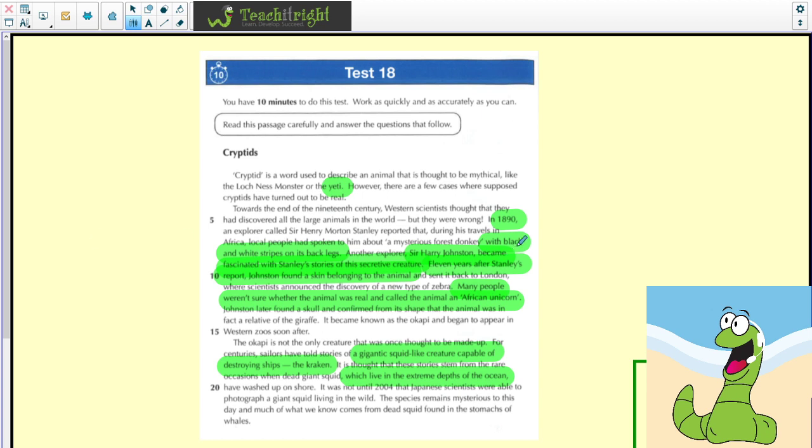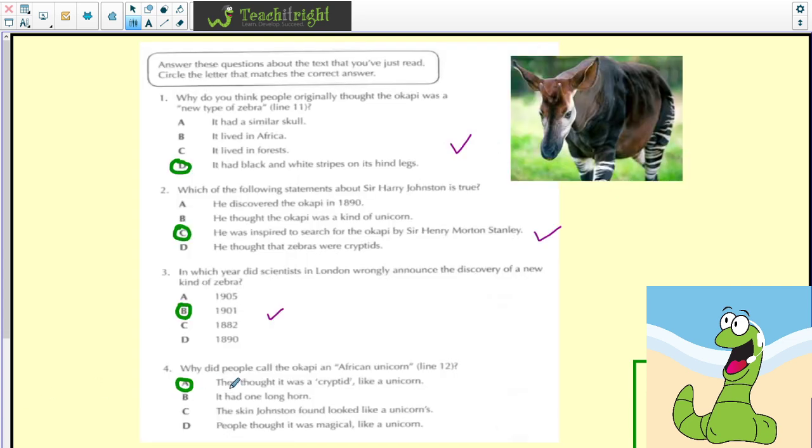In which year did the scientists in London wrongly announce the discovery of a new kind of zebra? Well, if you have a little look here, in 1890 it was reported, but it wasn't until 11 years later, and I've highlighted the 11 years here, 11 years after, so we've got 1890. If we add on another 11 years, then we know what we're going to get. 1901. So we come back to our questions. There we are. We've got 1901. So you had to do a bit of maths there, find those two dates. It was in 1901.